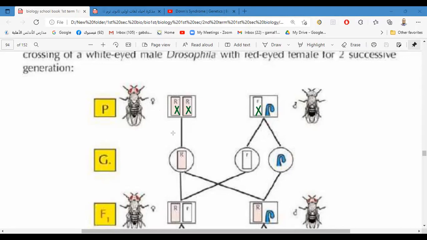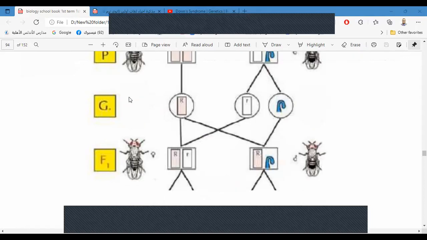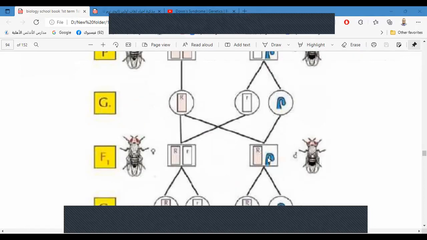Okay, when we make gametes, in the female we have X R capital, so we have one possibility only. There are no other possibilities. And in the male we have X R small, this is one possibility in the sperms, and Y, which doesn't carry the gene of the eye color, because this gene is carried only on the X chromosome. The result, F1, will be what? Maybe male and maybe female.